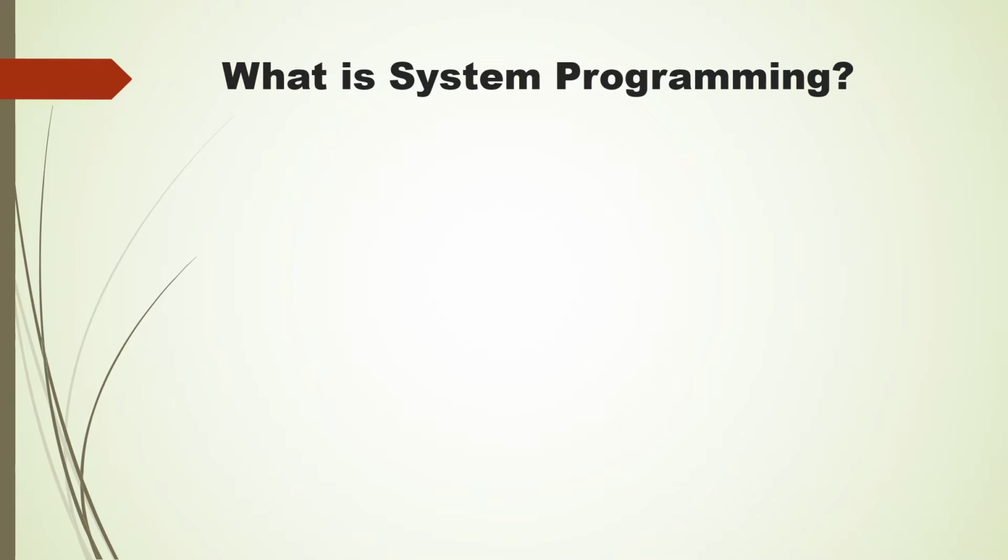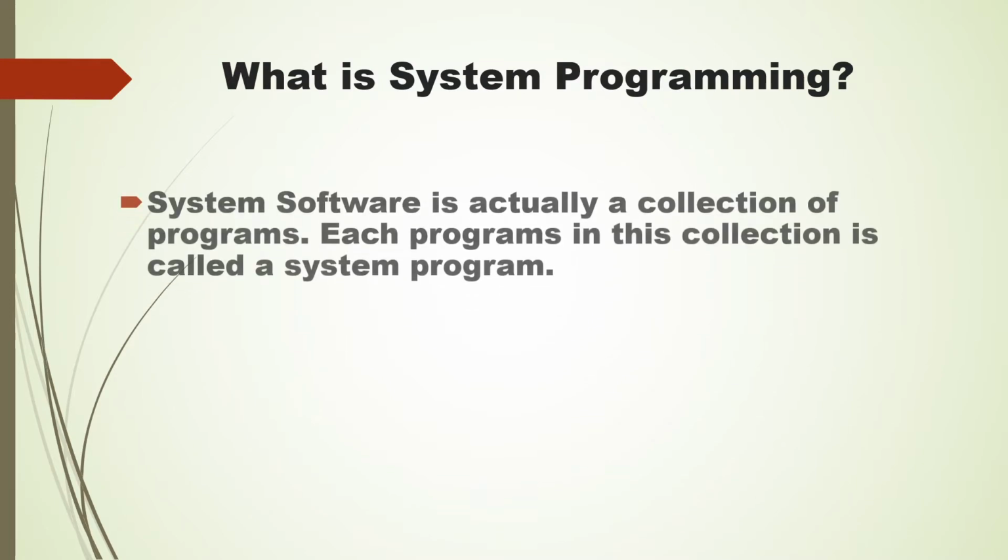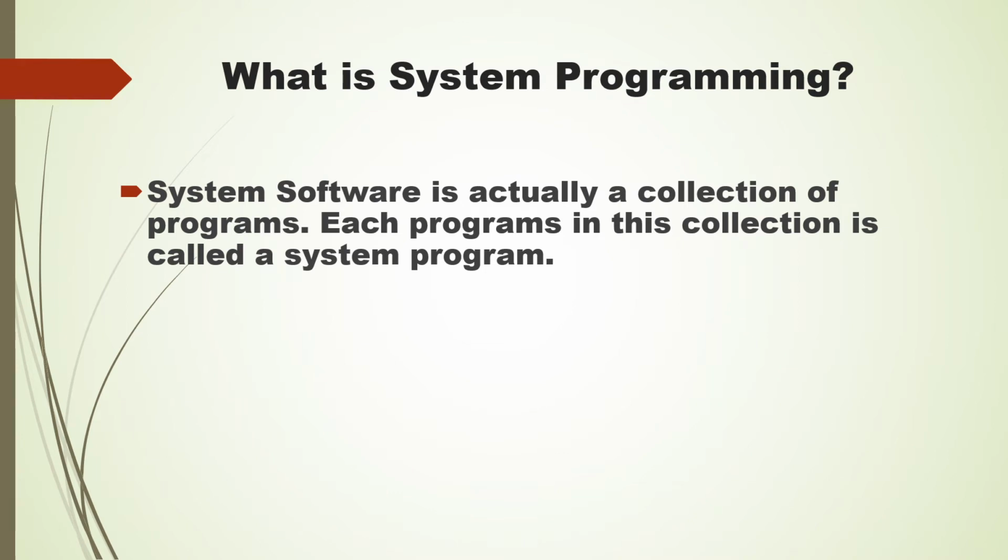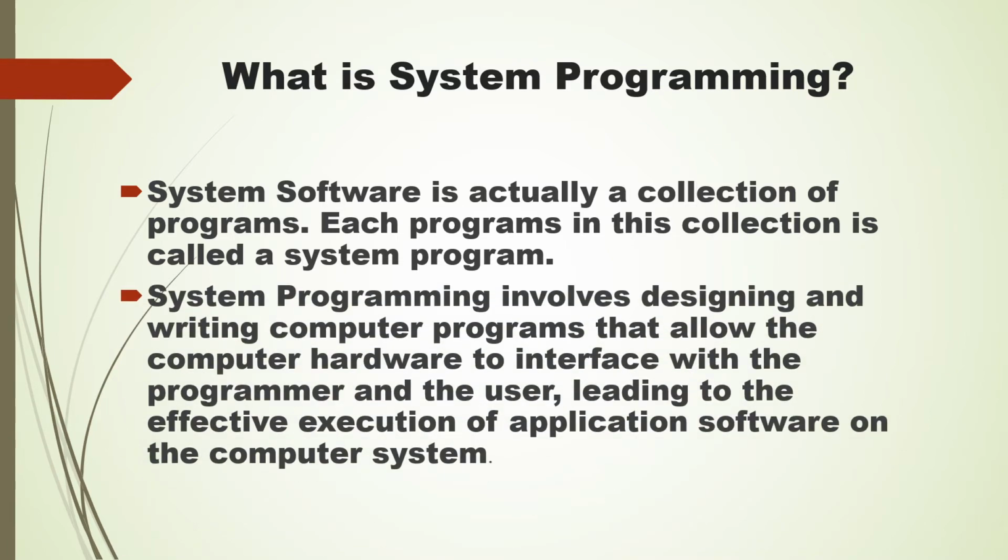So what is system programming? System software is actually a collection of programs. Each program in this collection is called a system program. System programming involves designing and writing computer programs that allow the computer hardware to interface with the programmer and the user, leading to the effective execution of application software on the computer system.